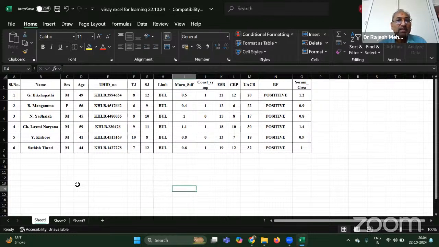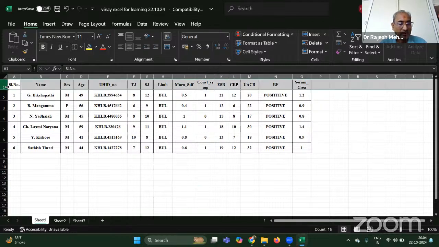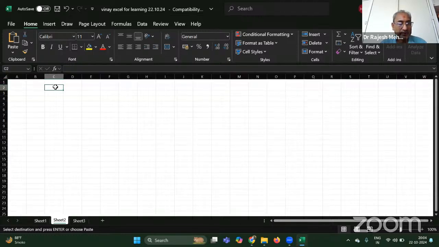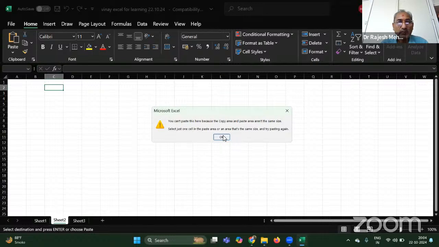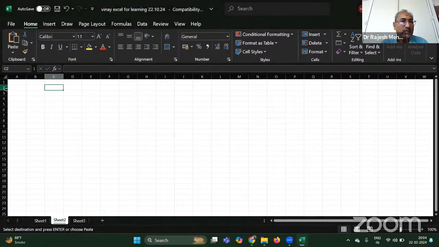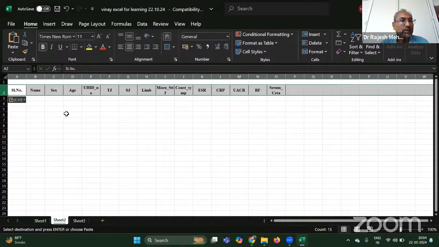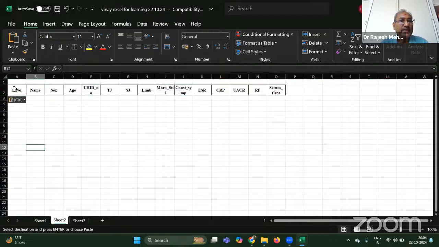Right now, we'll be using frequencies, tables, etc. The means command also we can use. So now you take the headings in another file like this. And the same thing: first, the serial number you're not going to take in analysis. Name also you're not going to take into analysis. So delete this column.